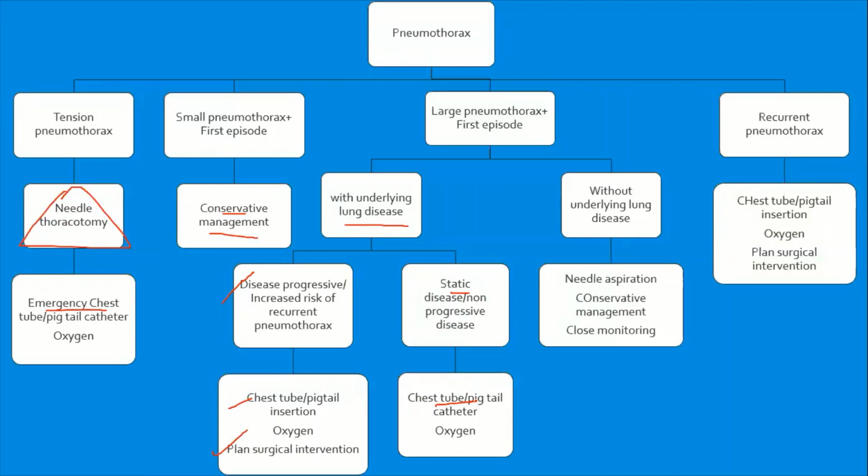Suppose without underlying lung disease, this child is having a pretty decent lung, but somehow this child is having a pneumothorax. Then you can do needle aspiration if it is a tension pneumothorax, otherwise conservative management and wait and watch if this child is resolving on its own. If this child is having recurrent pneumothorax, it will be the same as managing a child with progressive disease. You will treat the current pneumothorax with ICD, but you will plan for surgical intervention because this child has had a second, third, or fourth pneumothorax. Clear on this?